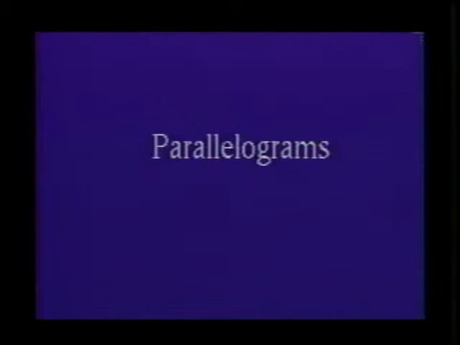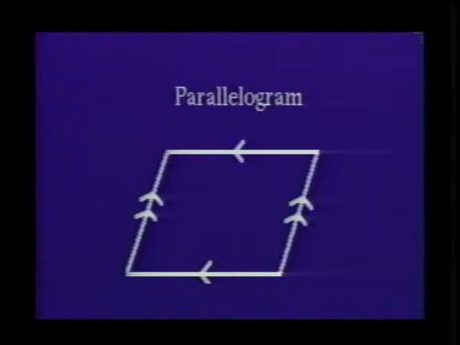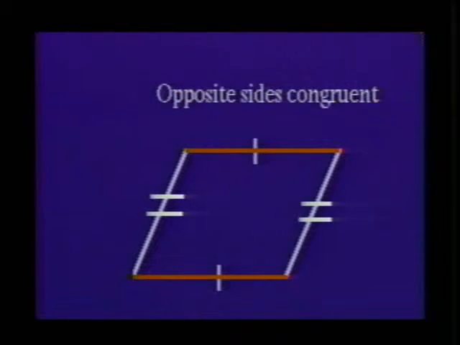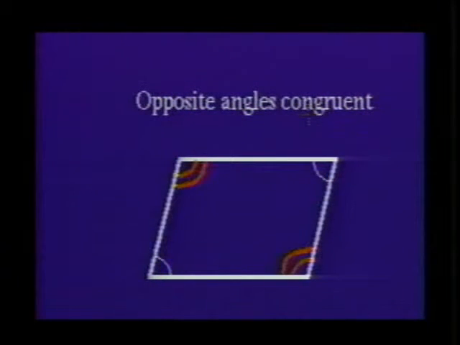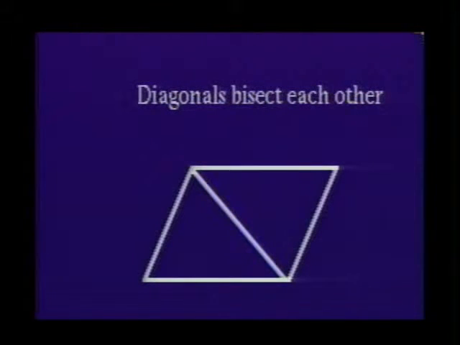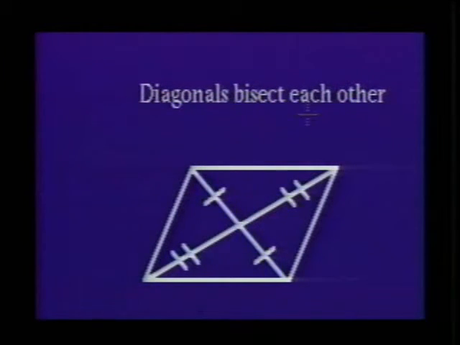Parallelograms. When a trapezoid has both pairs of sides parallel, then it is a parallelogram. In a parallelogram, opposite sides are congruent and opposite angles are congruent. It can also be shown that the diagonals of a parallelogram bisect each other.